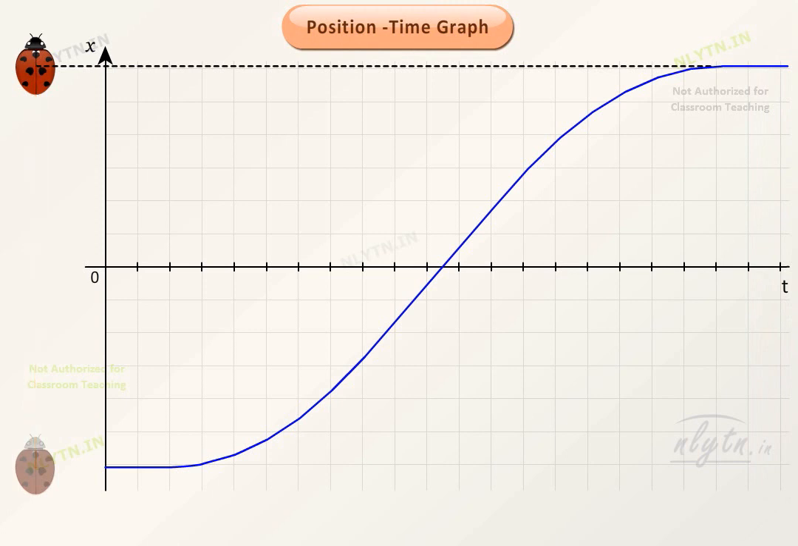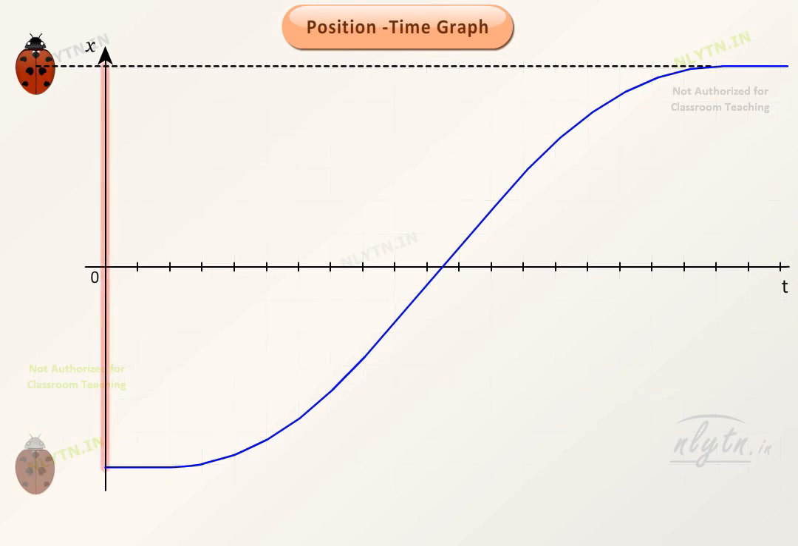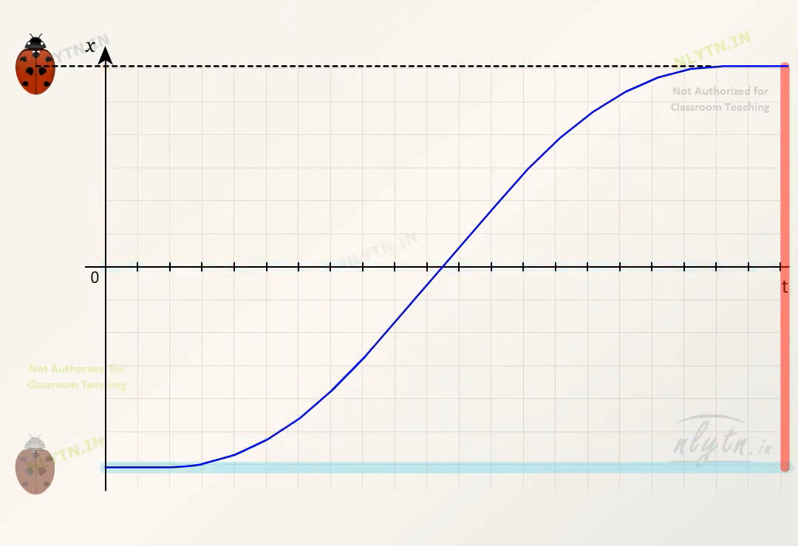motion. First of all, from this graph, we can say that for the complete motion of the object, the net displacement is equal to this, and the total time of motion is equal to this. So we can say that the average velocity of the motion will be equal to delta x by delta t.